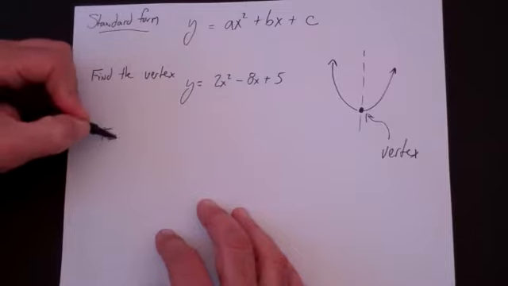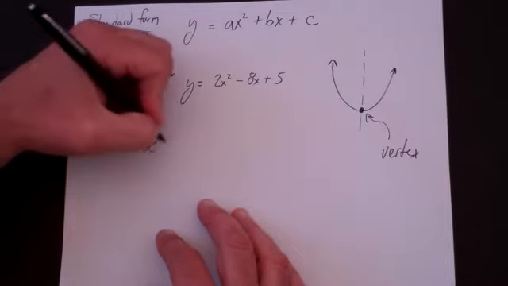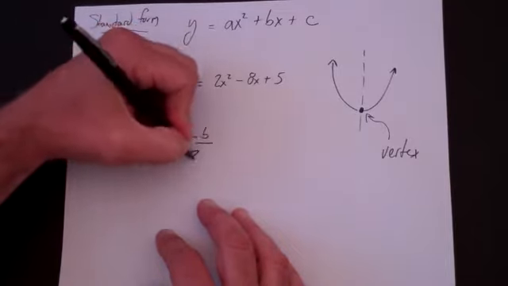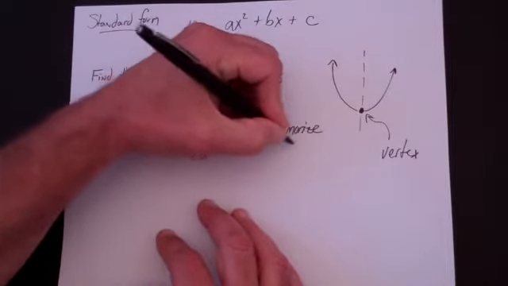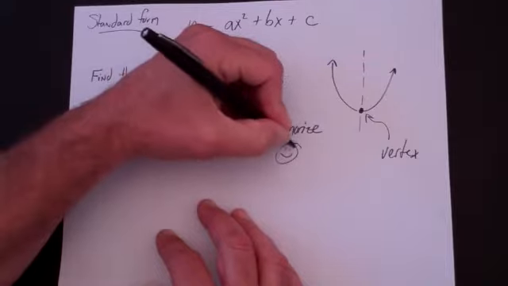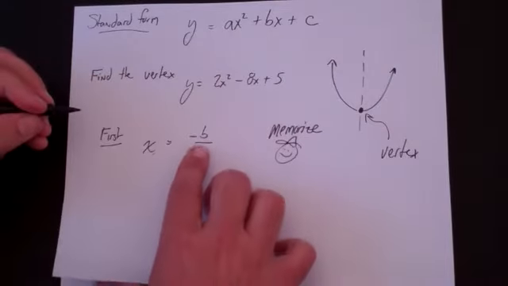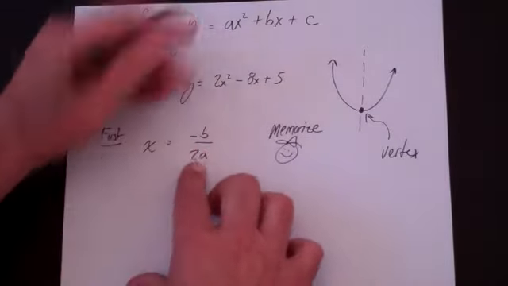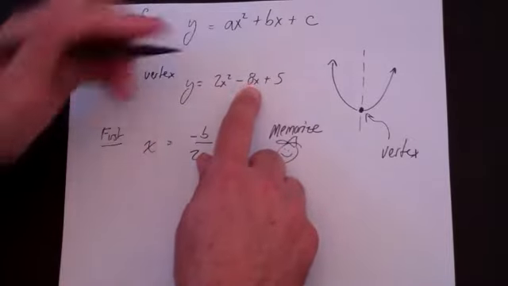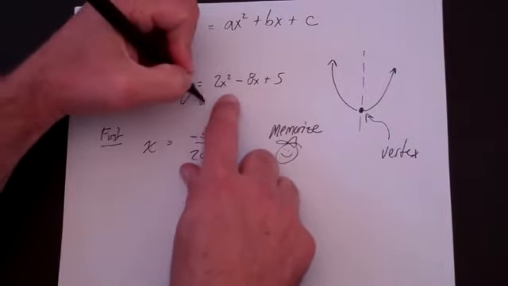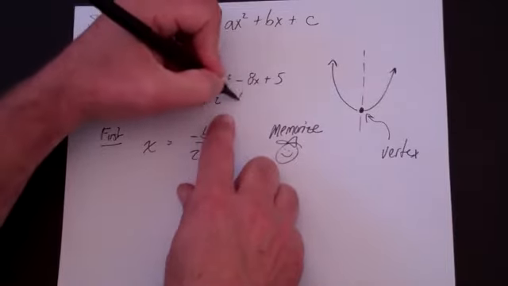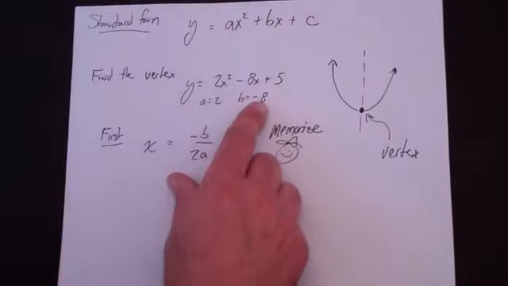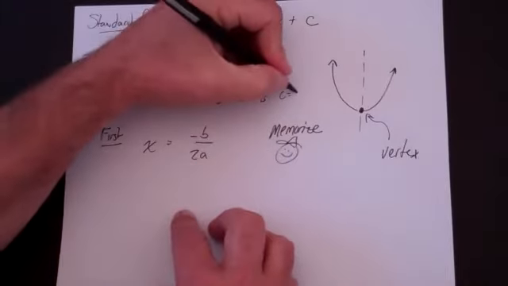First, x will equal minus b over 2a, and that's just something you want to memorize. Right? So minus b over 2a, where b is the coefficient in front of the x. So here a is 2, right? A is the coefficient of x squared. B is minus 8. Be careful with your positives and negatives. And c here is 5.